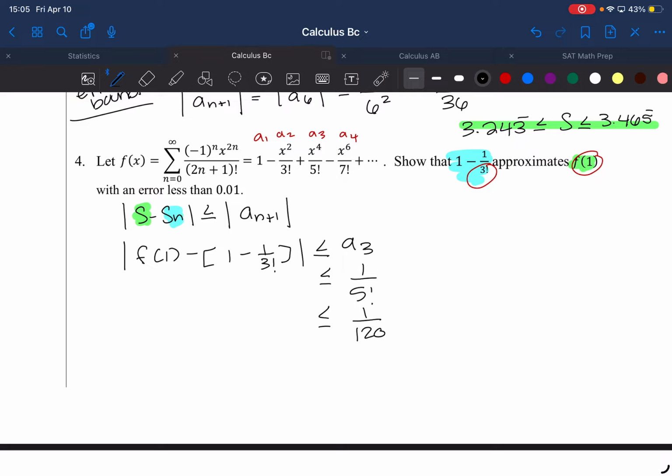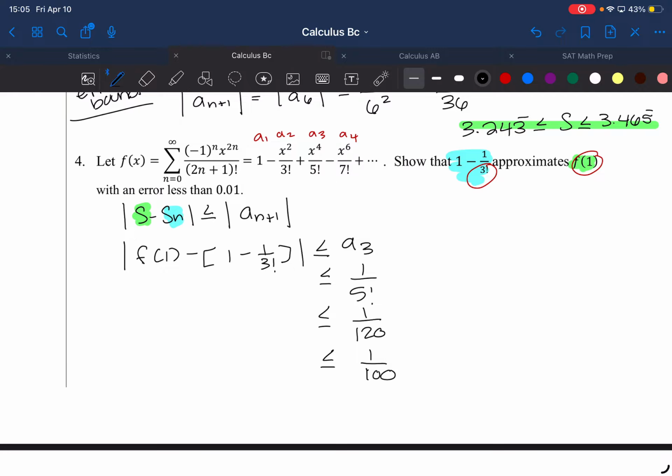And if I was to convert 0.01 into a fraction that resembles the same thing, that fraction would be what? 1 over, what place is it in? The hundredths place, so 100. 1 over 100, and we just proved our answer. We just proved that this error is going to be less than 1/100ths or 0.01.